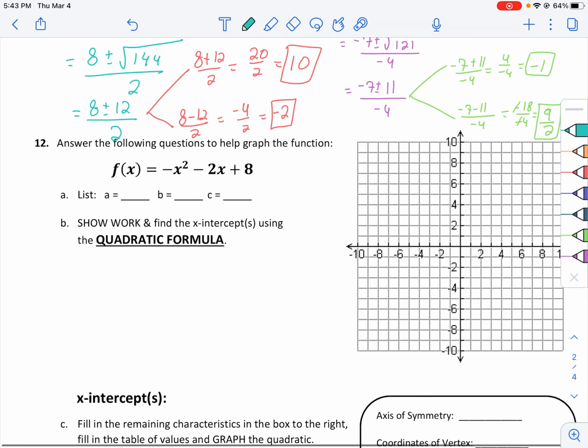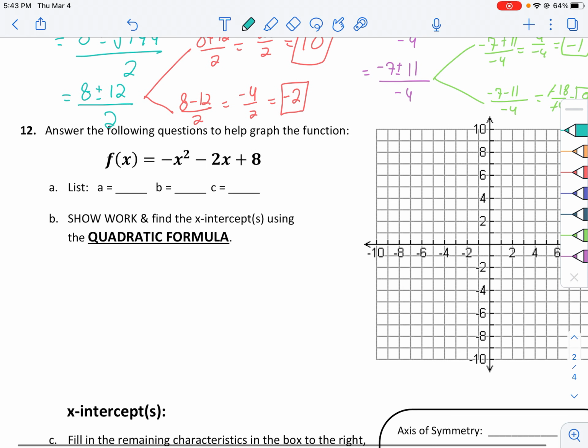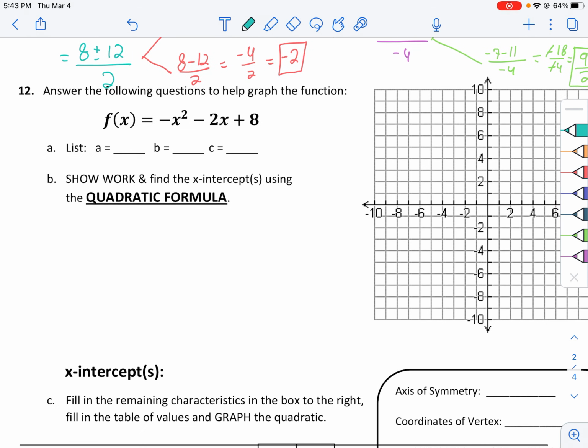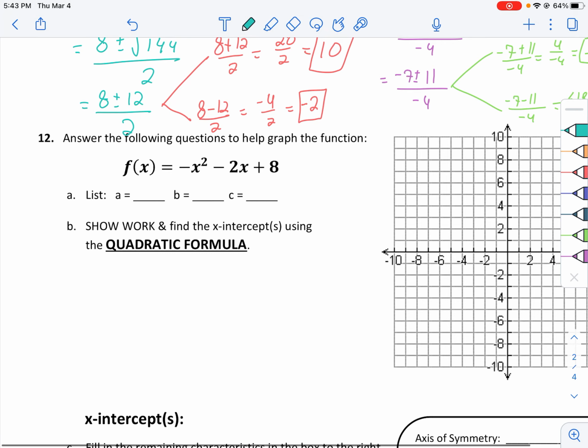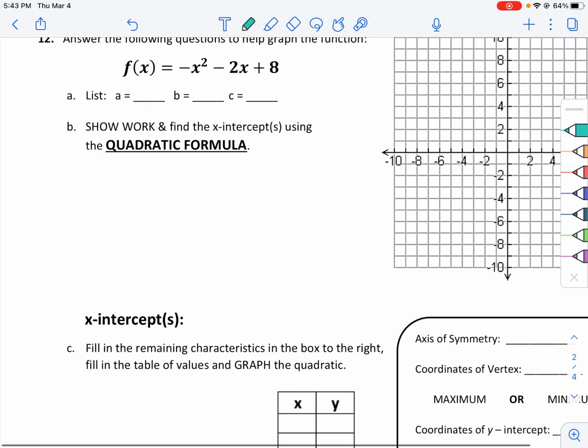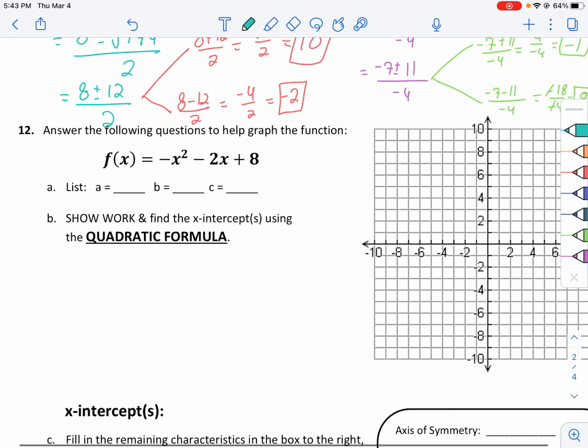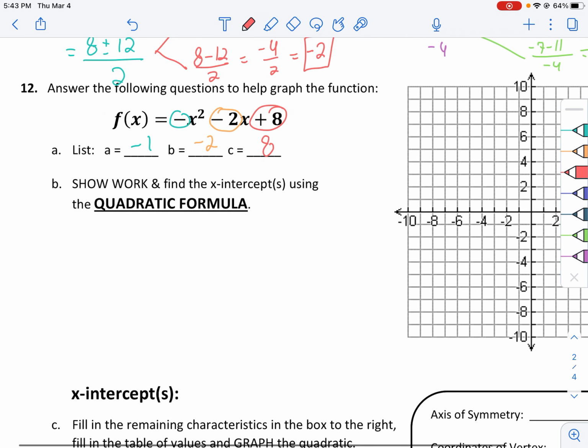Last but not least, we have number 12 here. It says, answer the following questions to help graph the function. So list A, B, and C in here. So A is going to be this negative, so negative 1. The B value, we have negative 2. And the C value, positive 8. It says show work and find the x-intercepts using the quadratic formula.